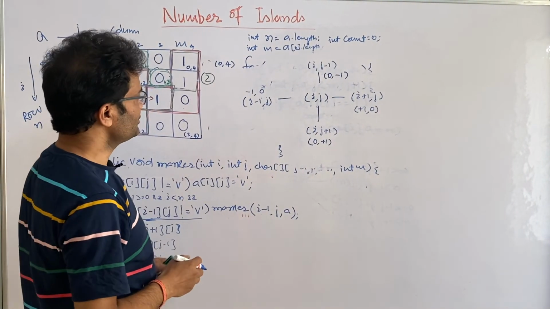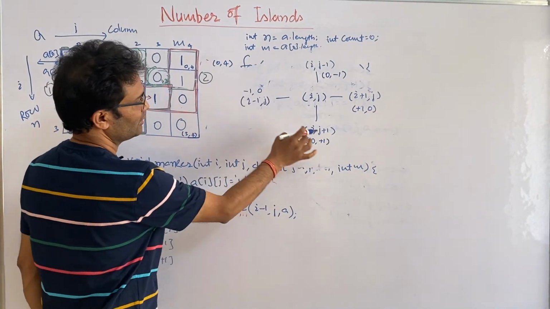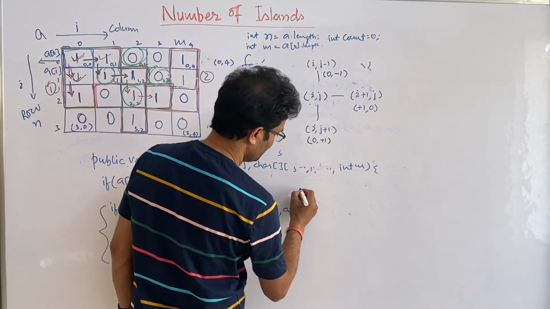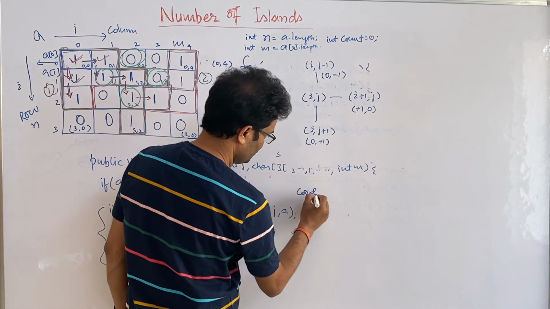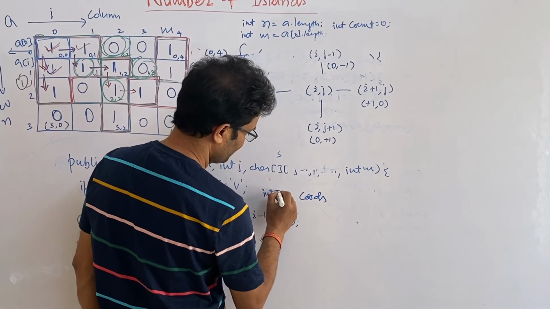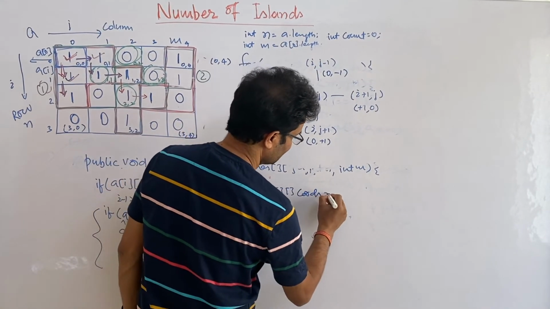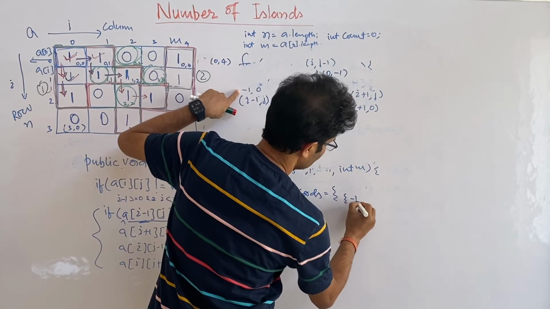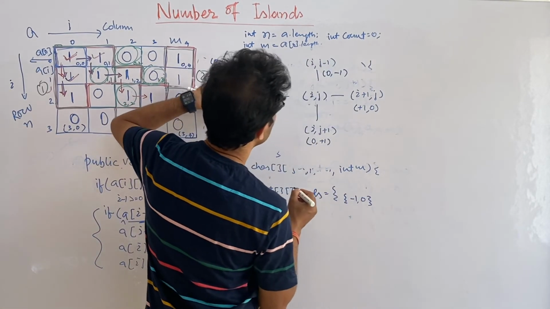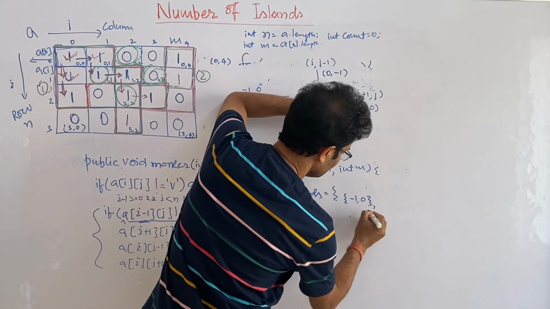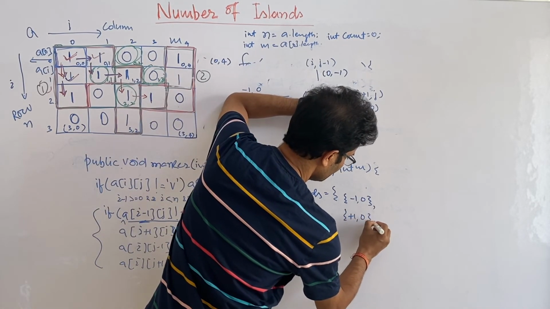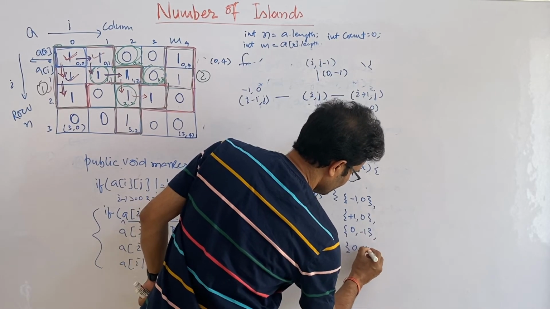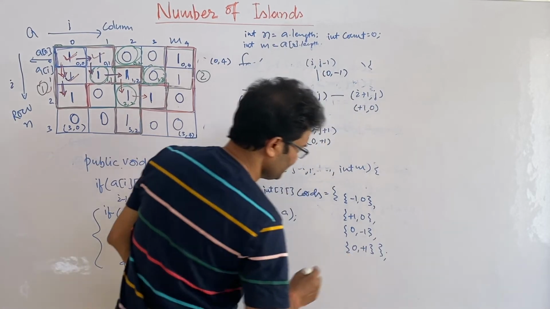So for simplicity, we take these 4 in an array. I will make one array, suppose named coordinates. You make one double dimension array and put all this data. So minus 1, 0, right, and then plus 1, 0, and 0, minus 1, and 0, 1. Take the 4 dimension data.